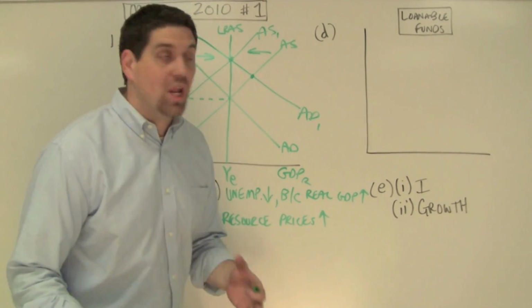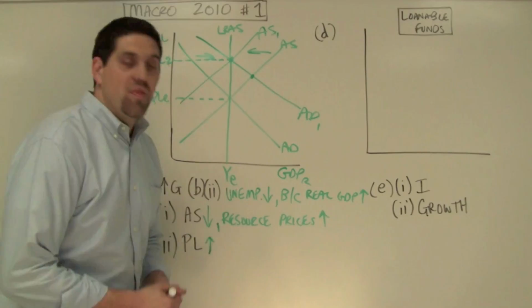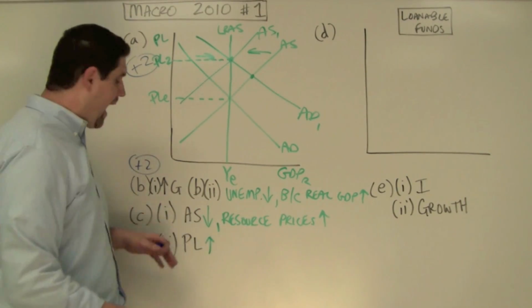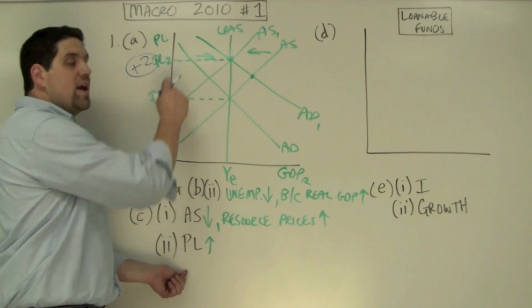Now, part of this question, it wanted you to label that new price level. So over here is PL2. This is another 2 points. 1 point for saying aggregate supply will decrease because resource prices will go up. Another point for showing that new price level PL2.